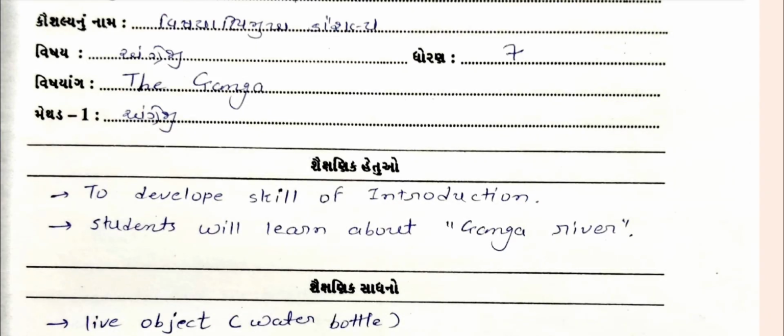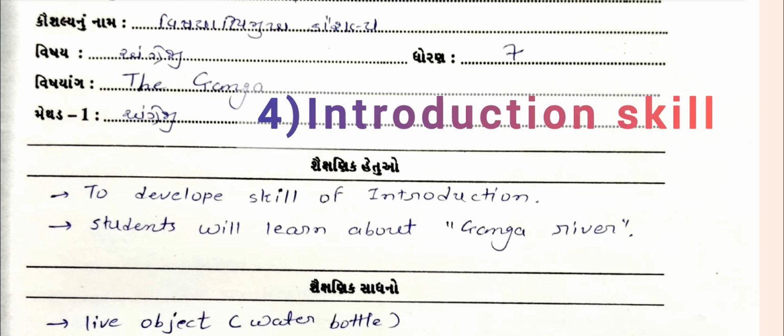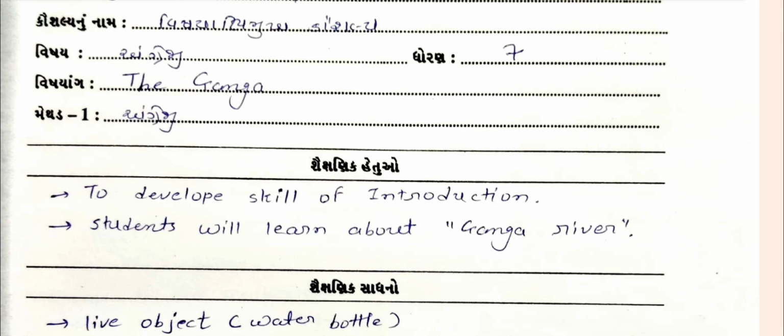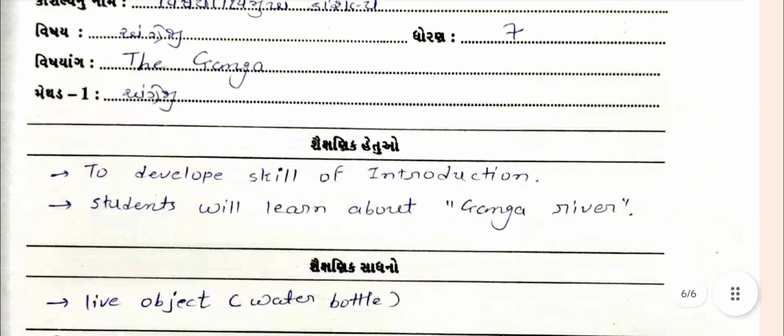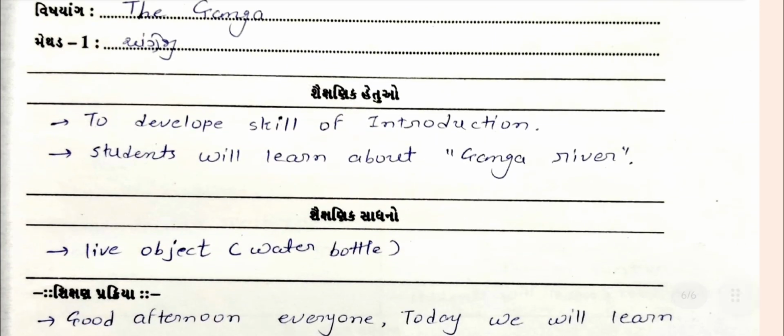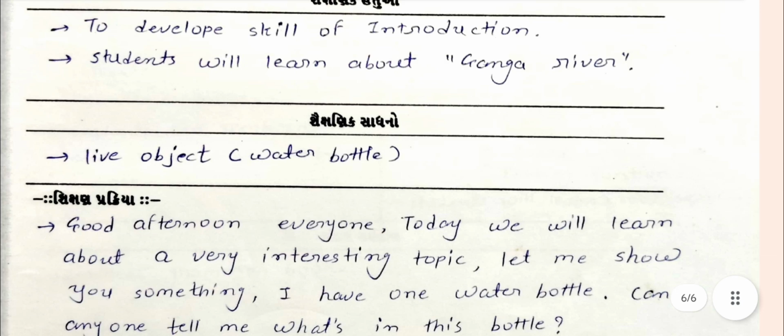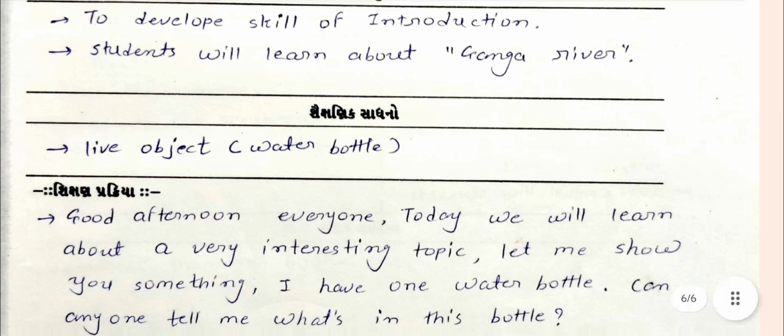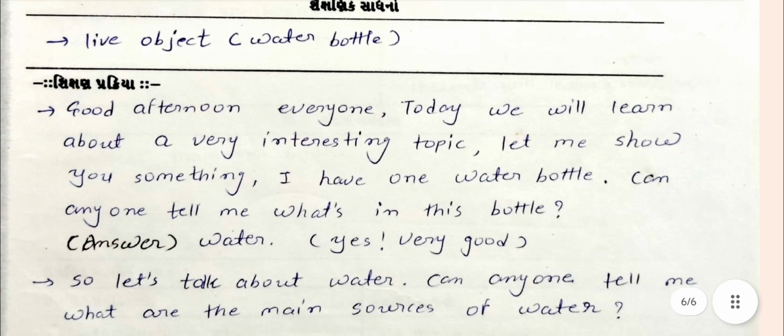The fourth and last skill of micro lesson is Vishayabhimukh Kaushalya, means introduction skill. My topic was the Ganga of standard 7th. Objectives are to develop the skill of introduction and students will learn about the Ganga river. Here I used a water bottle as teaching material or TLM.